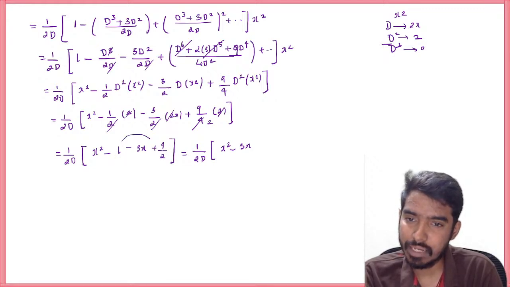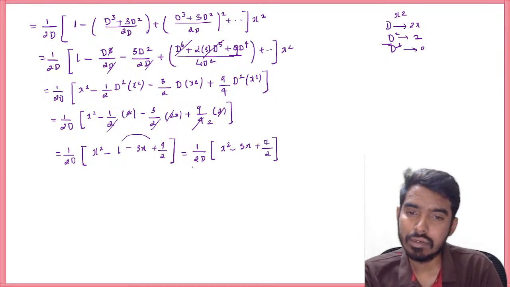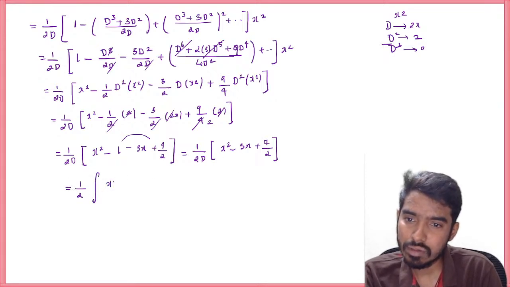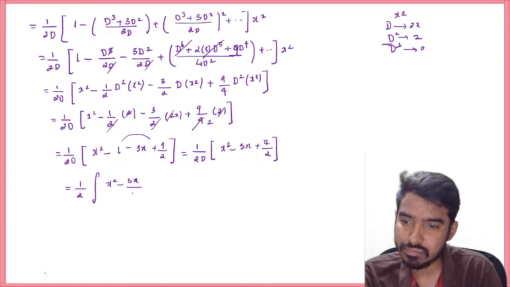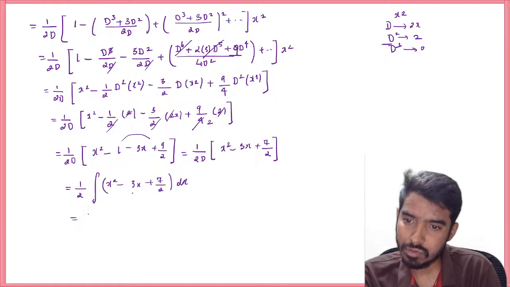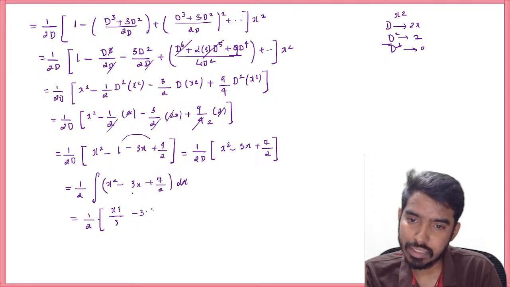So minus 2 plus 9, minus 2 plus 9 is plus 7 by 2, right? Now this is same as 1 by 2, 1 by D of this is what? Integral of x square minus 3x plus 7 by 2 dx, right? 1 by D means integrate. So this will be 1 by 2: x square dx is x cube by 3, minus 3 times x dx is x square by 2, plus 7x by 2.